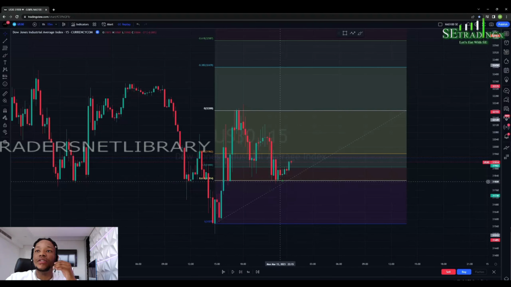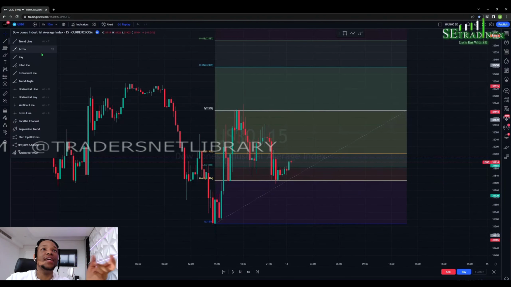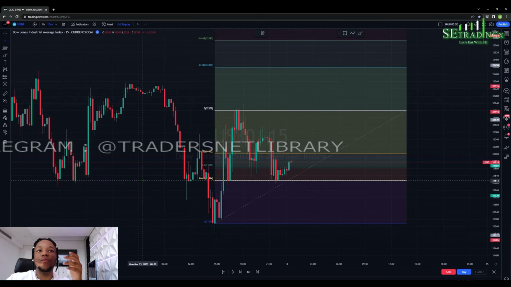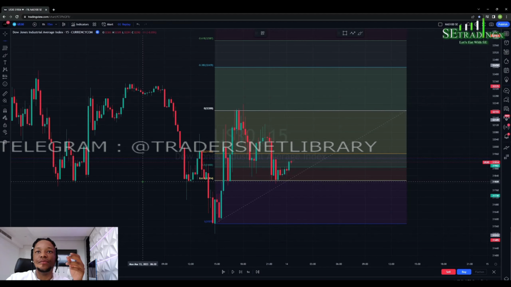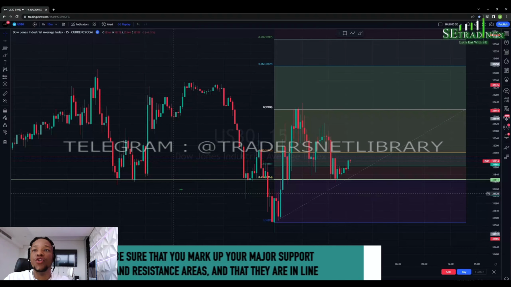So you want to enter usually around this level, but you don't want to enter just off of, okay, it's the golden zone, I'm going to take a buy. No, there's a couple of things I want you to always look at when trading this. What you want to do is have, of course, your support and resistance, right?